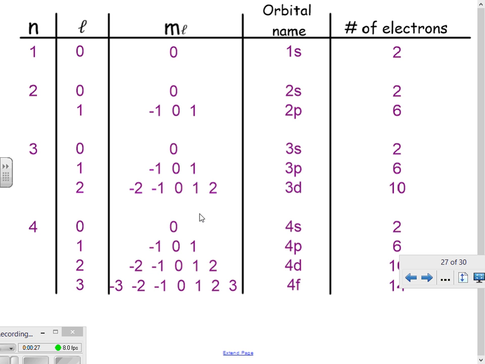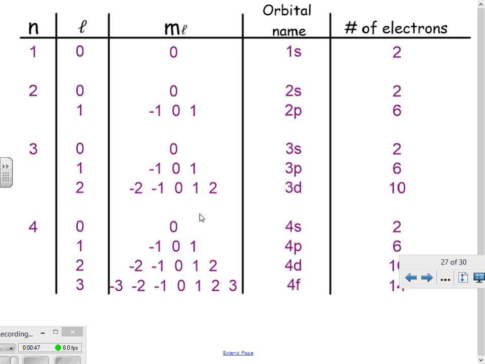So in n equals 1, you have an L value of 0, your m sub L value, which is your orientation, is 0 as well. So we call that orbital 1s, the 1 coming from the energy level, the s coming from your L value. That holds 2 electrons.